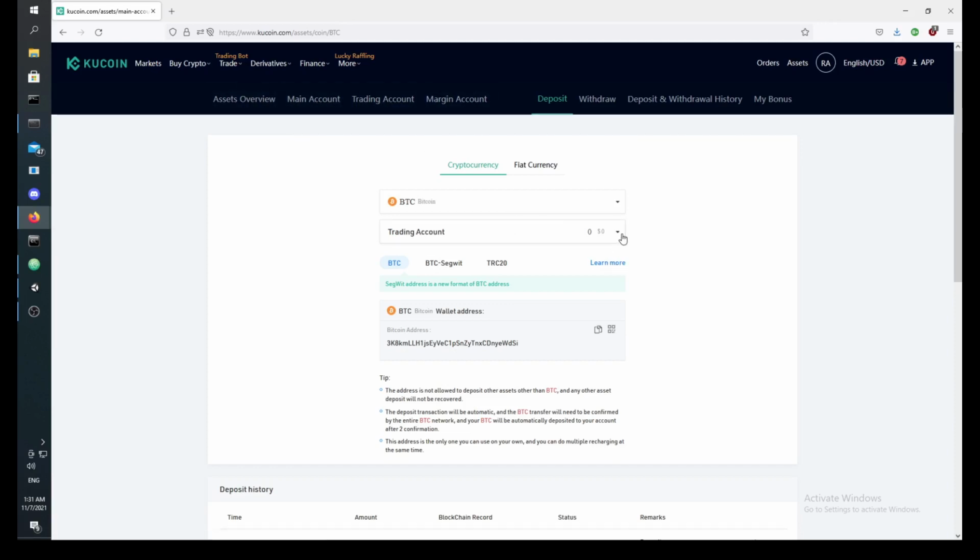Oh, also, if you want to trade, you probably want to send it right to your trading account. Your main account doesn't really do anything unless you want to lend your Bitcoin out. We can talk about that later. But if you're looking to buy other coins on KuCoin, just go ahead and send your Bitcoin to your trading account, right? Either way, what we're going to do is transfer our Bitcoin into USDT by selling our Bitcoin. And in order to do that, we need to be on a trading account.